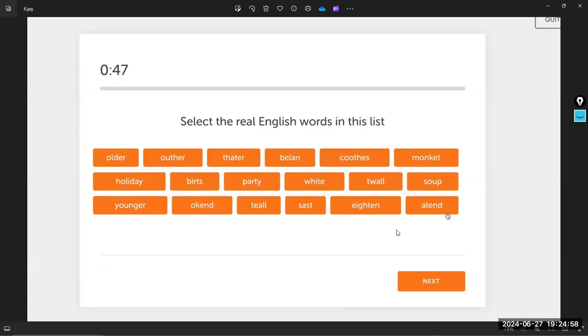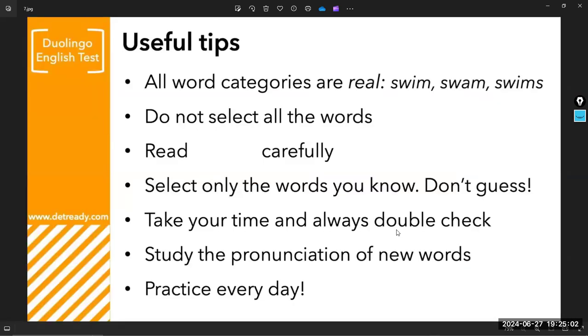You have to depend on yourself. You have to practice, because absolutely the Duolingo exam is about practicing. The more you practice, the better you will be. So we don't have to select all the words.